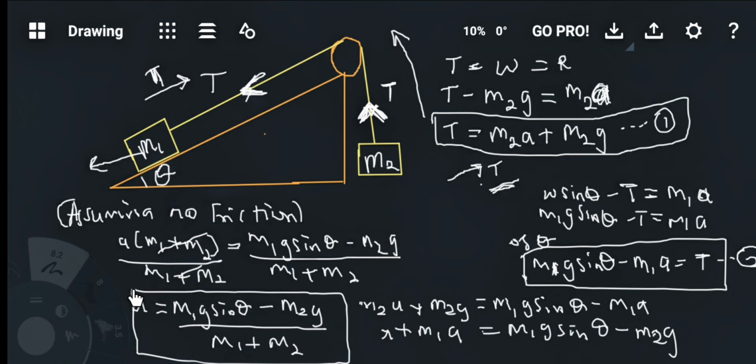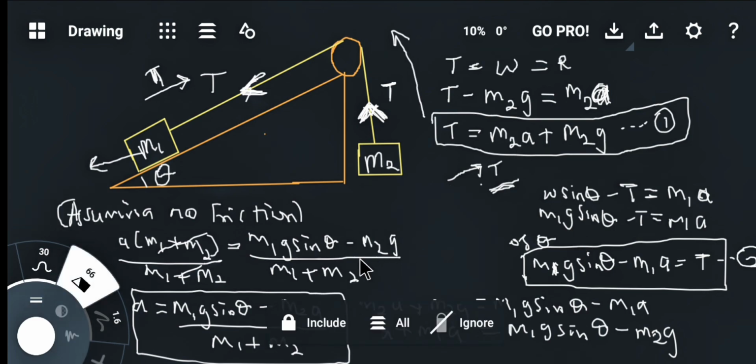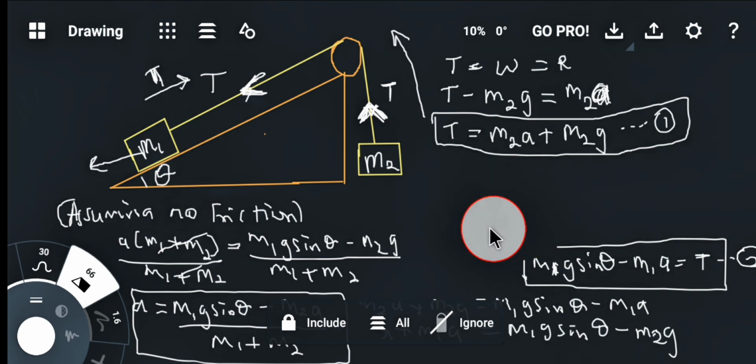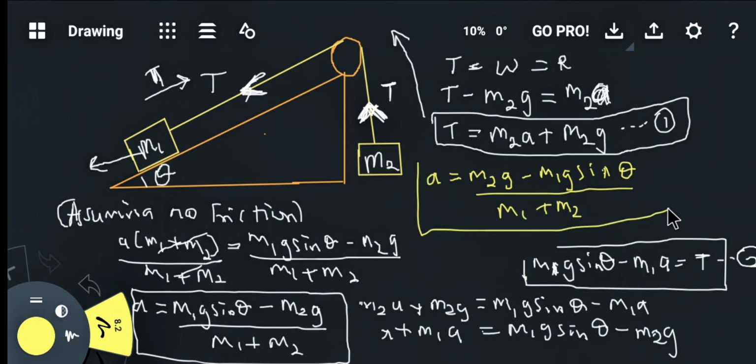Now, if you saw the previous video we did, you can agree with me that there is just a slight difference between what is happening now and what we established in our previous video. Now, you have to get this. From our previous video, we established that acceleration is given as m2g minus m1g sine theta divided by m1 plus m2. This was the case where m2 is greater than m1. And this one is the case where m1 is greater than m2.